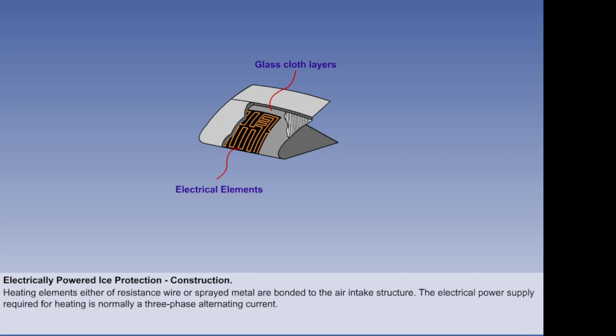In the electrical wire type of system, the elements are sandwiched between layers of glass cloth, impregnated with resin. In some systems, the elements may be sandwiched between layers of rubber. The outer surfaces are, in all cases, suitably protected against erosion by rain and the effect of oils and gases.